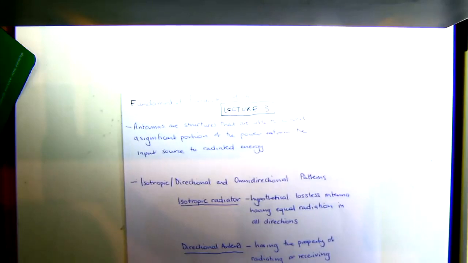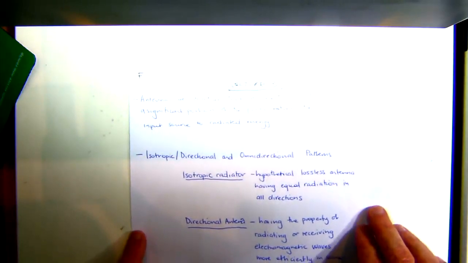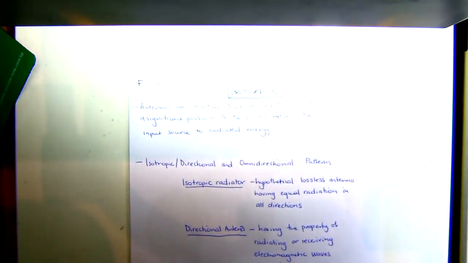Now, as you can imagine, they all have different radiation patterns, and that's what we're going to talk about now, before we start working out whether we are able to calculate that radiation pattern given a particular geometry and an assumed current distribution on that particular antenna. So let's begin with some of the most basic concepts on antennas.